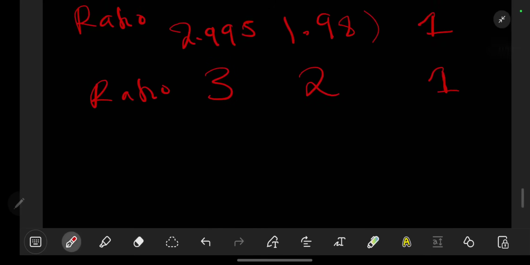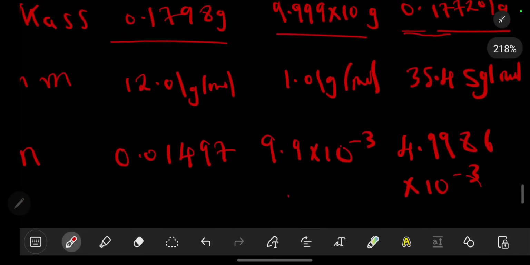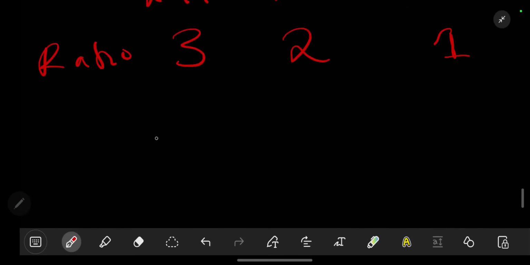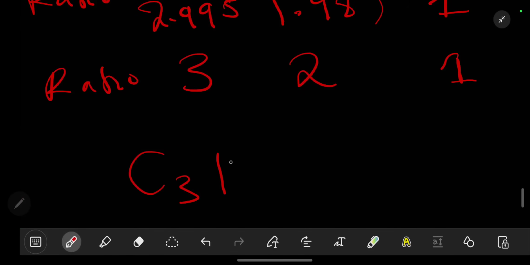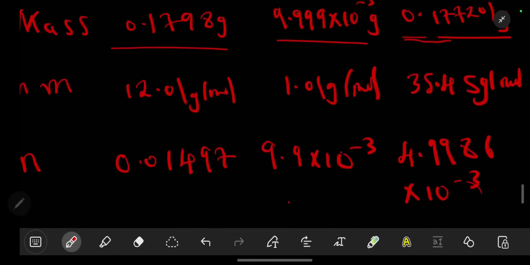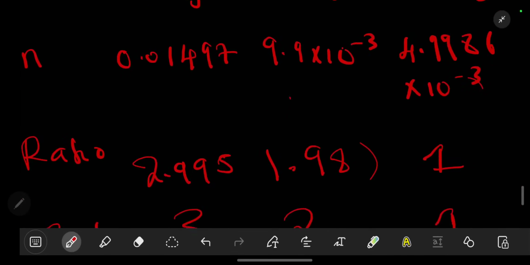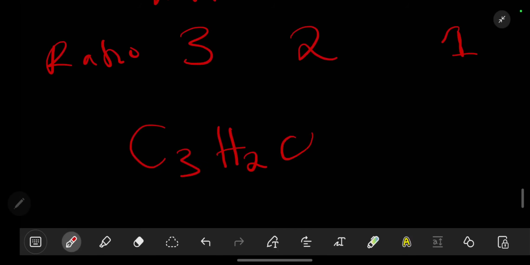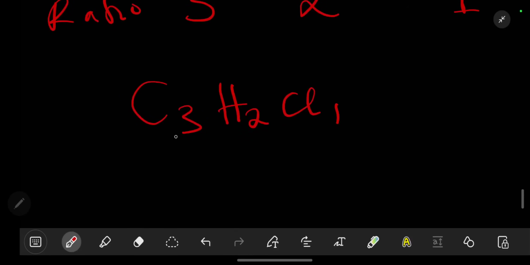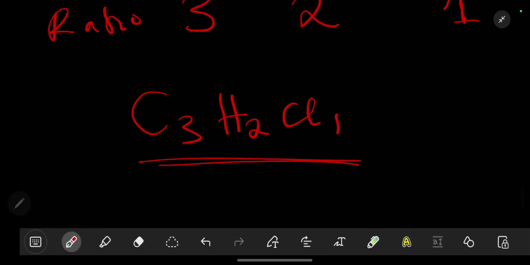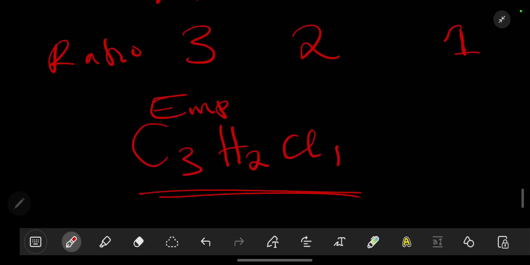Then what we are going to have there is the C attached to the 3, so we have C3. Then we go to our H attached to a 2, so we have H2. Then we have our Cl, which is attached to a 1. So it will be C3H2Cl. This is how we answer that problem. So this is the empirical formula.